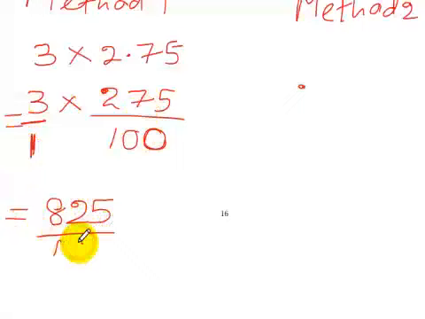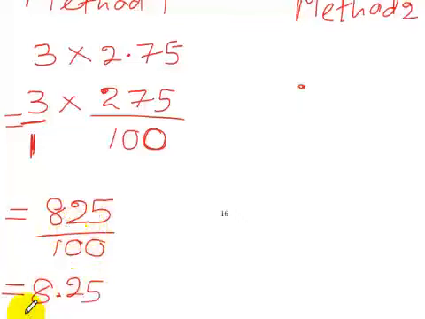So, 825 divided by 100. Very easy. There are only two zeros in the denominator, so you can just put two decimal places in the numerator value. When you put two decimal places here, the answer is 8.25. This is using method 1.